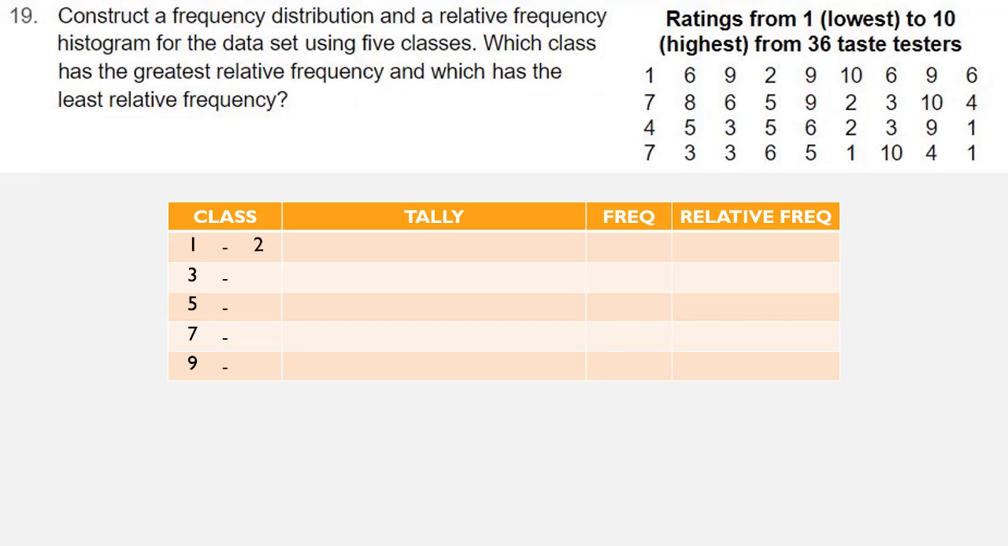Then we can add the class width to get subsequent upper class limits. So 2 plus 2 is 4. Plus 2 is 6, plus 2 is 8, plus 2 is 10. So we have a class from 1 to 2, a class from 3 to 4, from 5 to 6, from 7 to 8, and from 9 to 10.